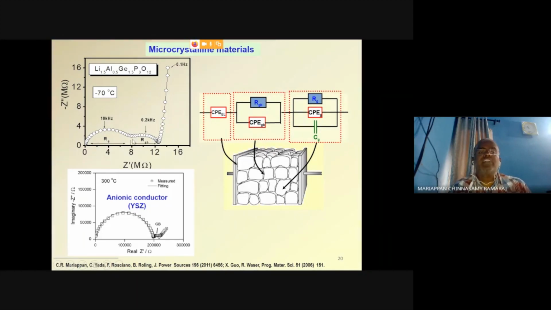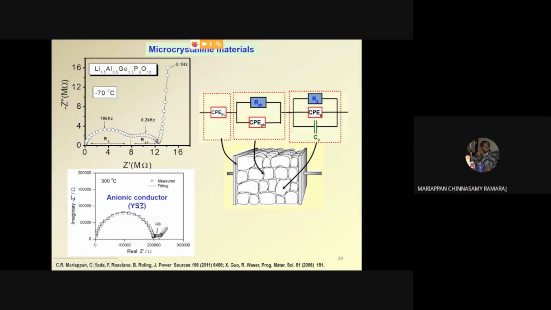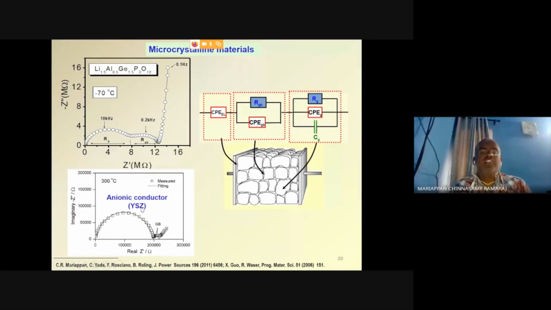So now we will have two semicircles and then this line due to the contacts. From this you can understand the material's electrical properties. Another one is an ionic conductor, YSZ, that is yttria-stabilized zirconia. This is an oxide ion conductor, and it is quite useful for oxygen sensors. They use this material for oxygen sensors.